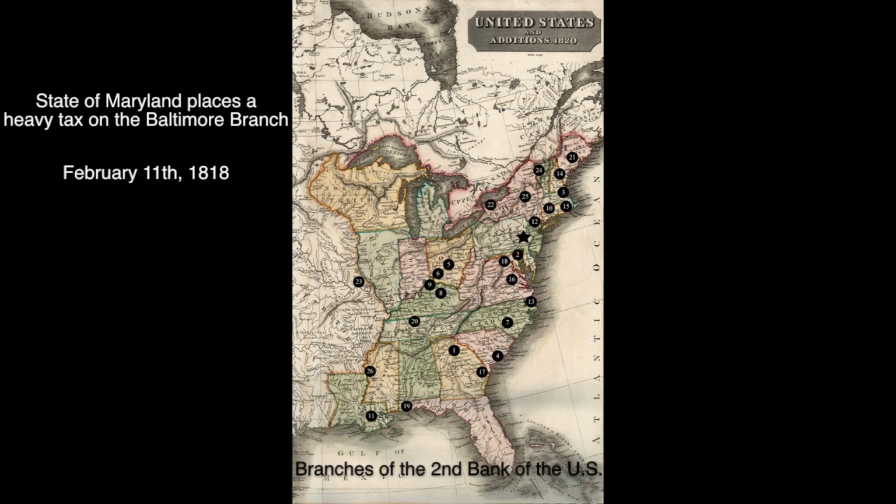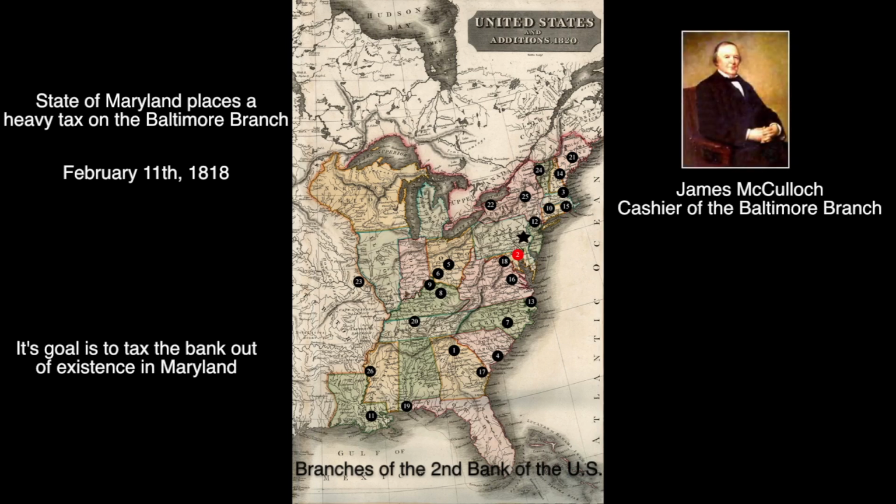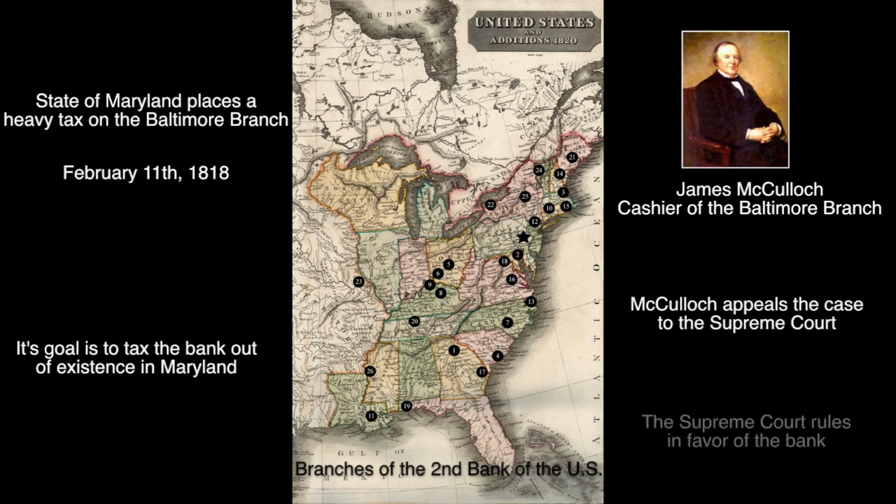The state of Maryland then proceeded to impose a tax on the Baltimore branch. Maryland's intention was to tax the bank out of existence, at least in Maryland. James McCulloch, head of the branch, refused to pay the tax. Maryland then sued for collection of the debt. McCulloch responded that the tax was unconstitutional. Eventually, the Maryland Court of Appeals sided with Maryland. McCulloch then appealed to the U.S. Supreme Court. In 1819, the Supreme Court ruled unanimously in favor of the bank.